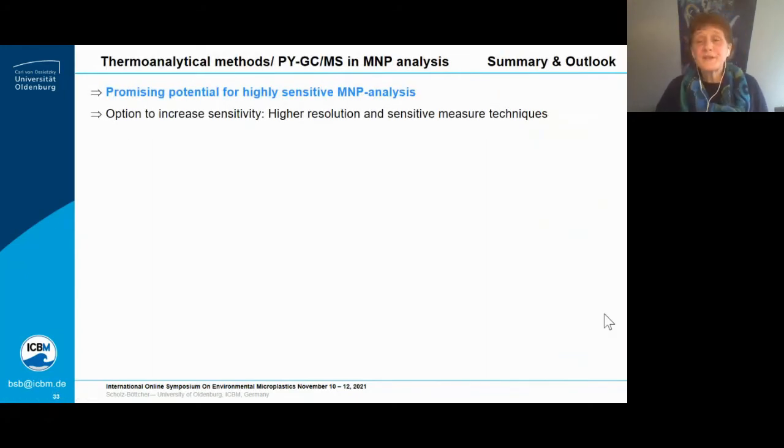So, coming to a summary, pyrolysis GCMS have a very high potential of sensitive detection of microplastics and nanoplastics. And I think we have not reached the end regarding the sensitivity of the methods, because we have a lot of options to improve this. But we also see microplastic and nanoplastic contents everywhere, ubiquitous in all lab chemicals, etc.